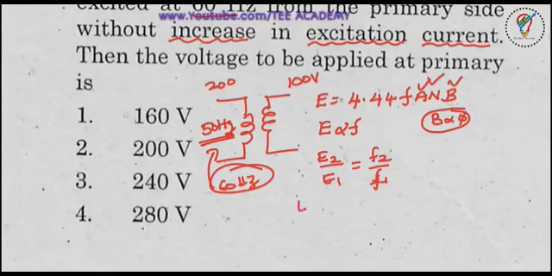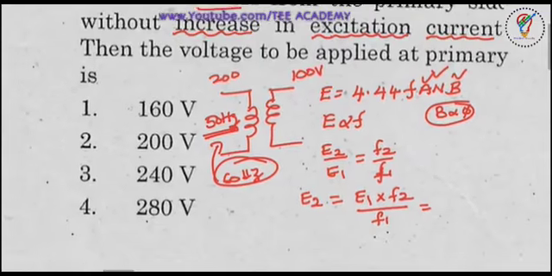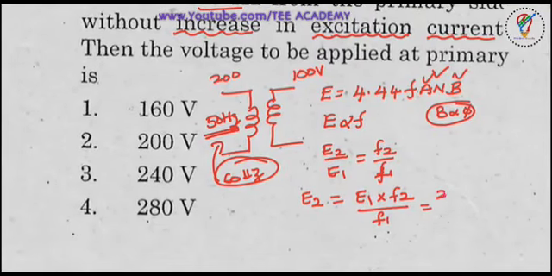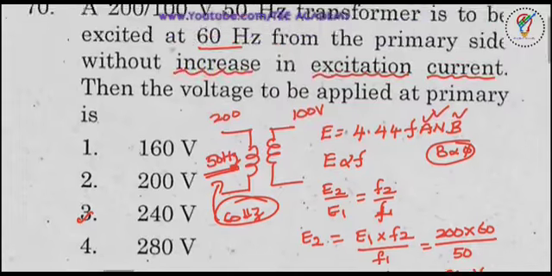Now E2 is equal to E1 into f2 divided by f1. E1 is how much? You are giving the voltage at 200 volts, right, 200. Now I will take 200, frequency increased to 60, 10 hertz increased, divided by 50. Now if you solve this, you will get 240 volts. So 240 volts is the right answer for this question. Among the options you can choose here, okay.